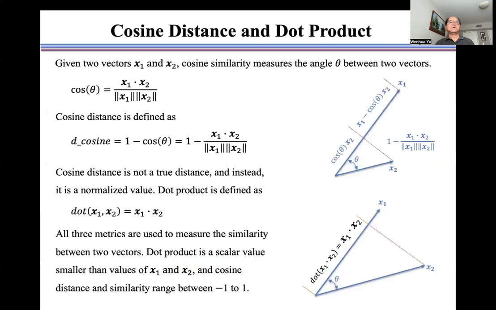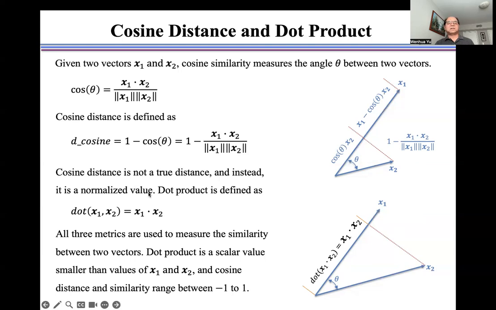Given two vectors x1 and x2, cosine similarity measures the angle theta between two vectors x1 and x2 by the inner product of x1 and x2 that is normalized by the two norms of x1 and x2. Cosine distance is defined as 1 minus cosine theta. Cosine distance is not a true distance, and instead is a normalized value.